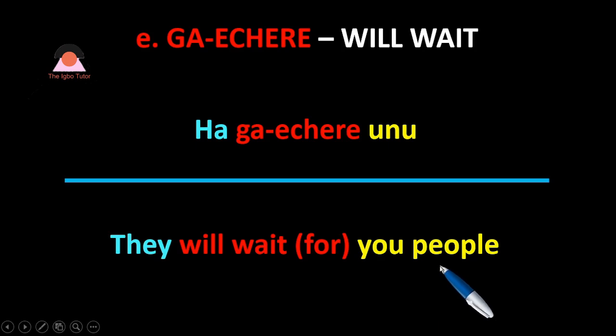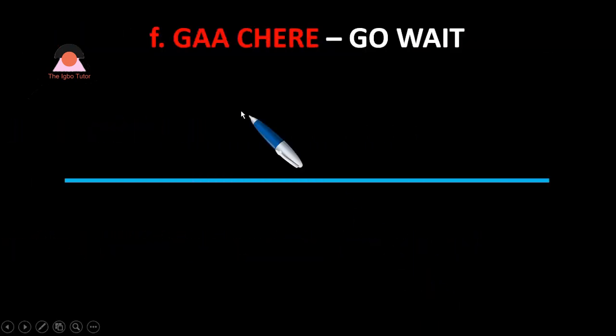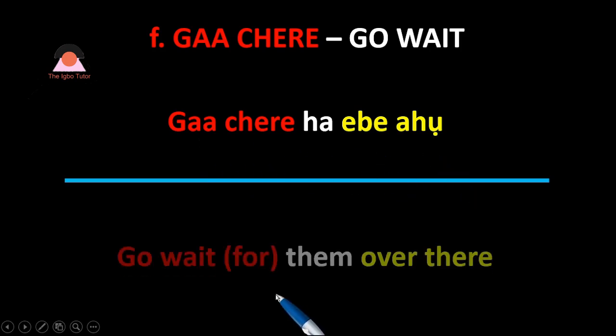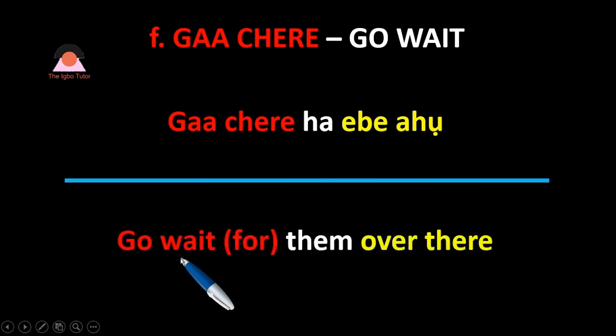Ha ga-echere unu. We'll move on to the next one, a command. Ga-chere, go wait. Sentence example: Ga-chere ha ebe ahụ. What does this mean in English? Go wait for them over there, or go wait for them there, as the case may be.